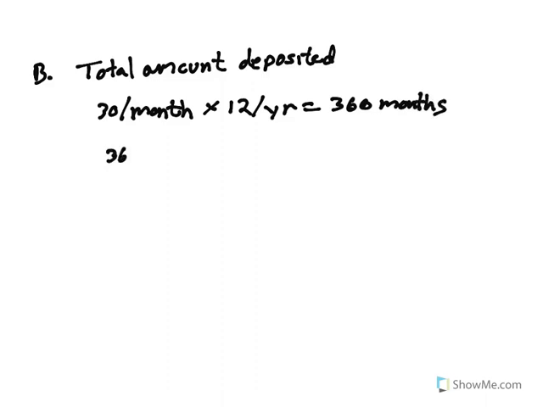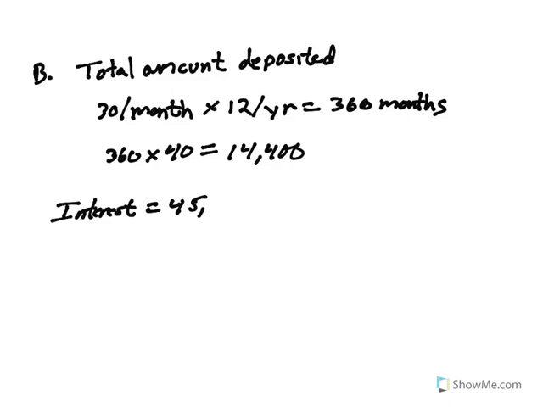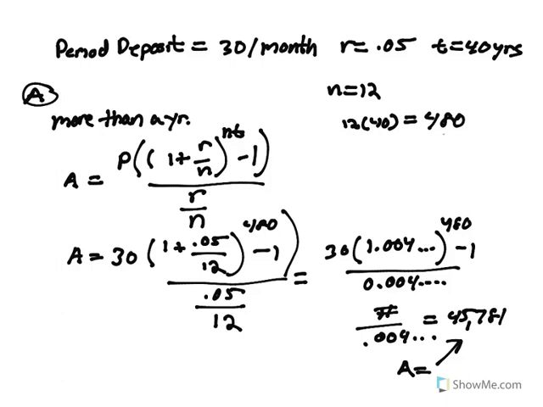And then you take the 360 times 40 years, you should get $14,400. So in order to get the total amount, in order to get the interest, the value that's added to this, right? You do $45,781. That's what we got previously, right? Right over here. And that's the future value.